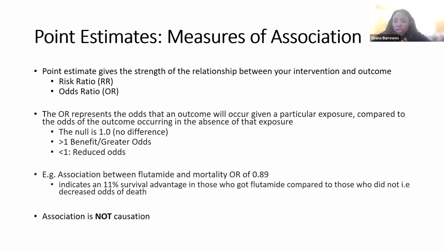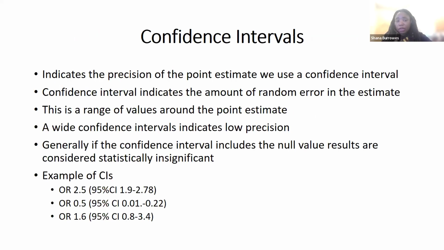The other thing to note is that your point estimate, your odds ratio or risk ratio, because it's just a single number, doesn't speak to the underlying statistical variance in your estimate. So in order to address that, our analysis also spits out confidence intervals and p-values, and we'll talk about p-values next.